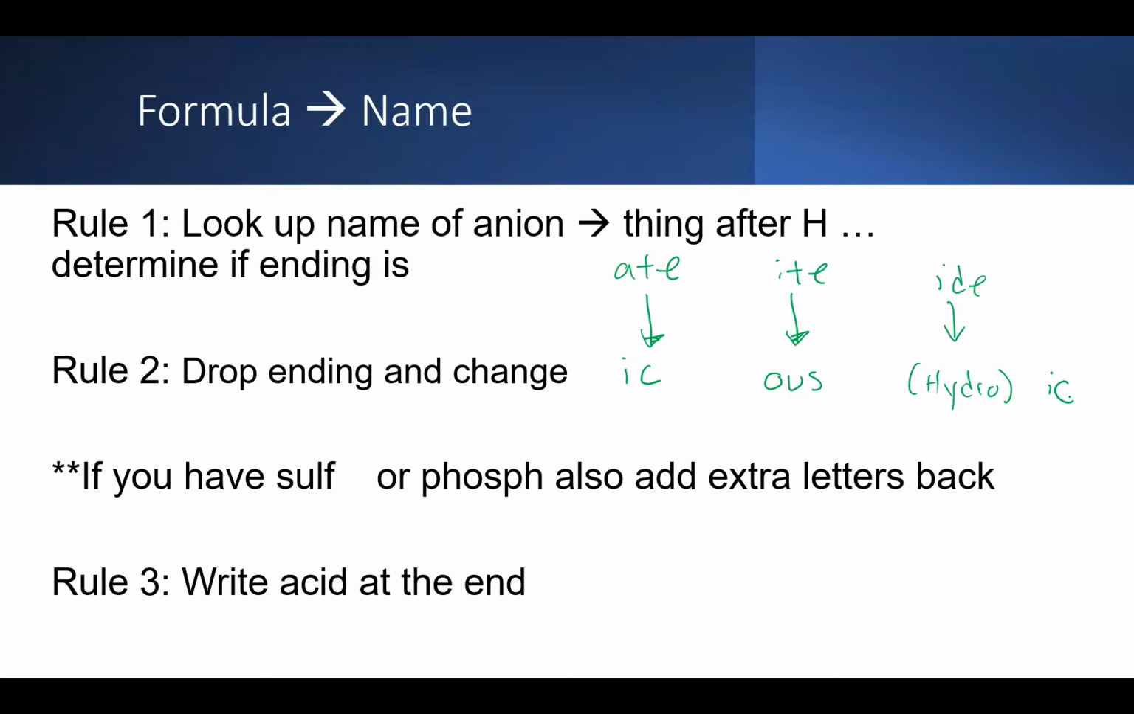So one key here is that if we have a sulfur compound, we will put some vowels back. So we need to add in some more of the original root word. So we'll see that when we get to our examples. Same thing will happen for phosphorus. We're going to need to put OR back for phosphorus. So instead of phosp, it'll be phosphor when we add these endings on. And then you just write the word acid after you finish.